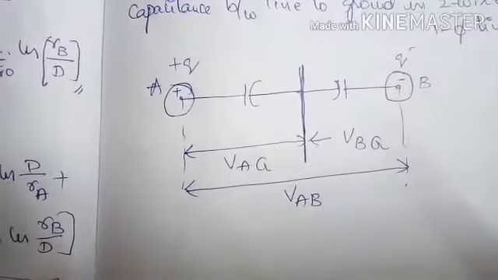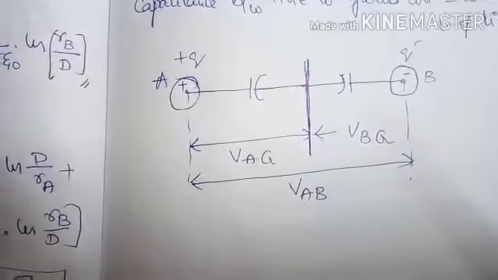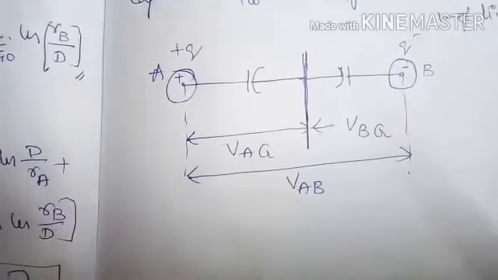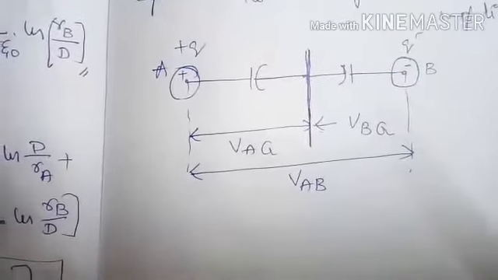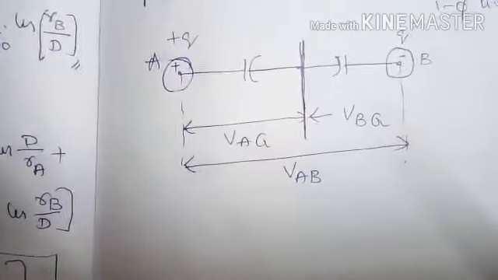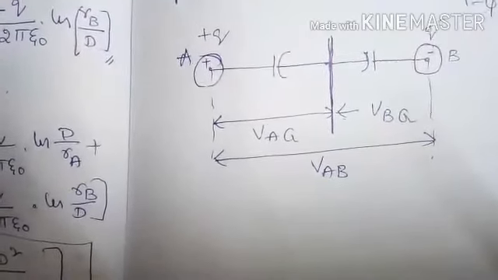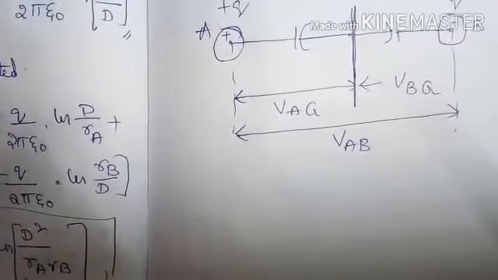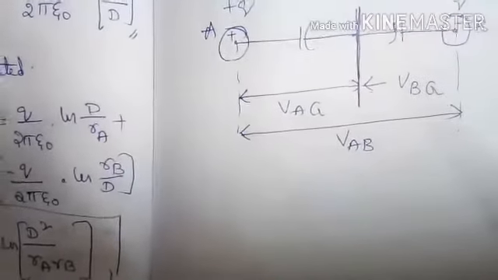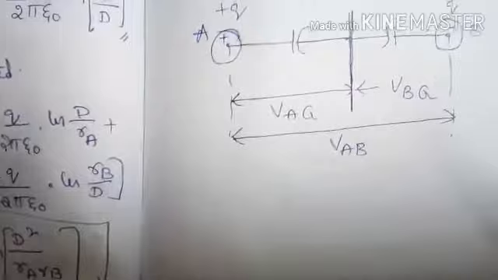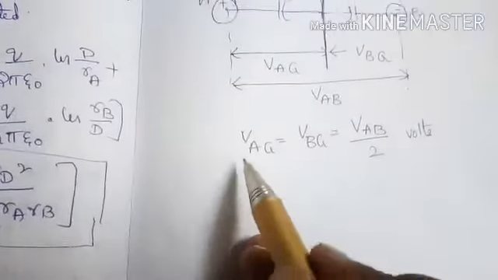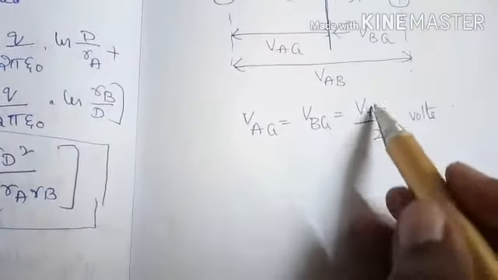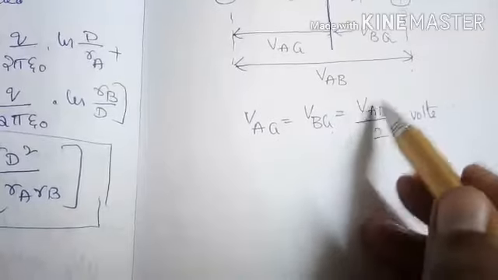So from A conductor to ground, we can represent the voltage VAG, G is nothing but ground. From B to ground, we will represent the voltage VBG, and from A conductor to B conductor, we can represent the voltage VAB. So the voltage between each conductor and ground is half of the voltage between the two conductors. Therefore, we can say the capacitance from either line to ground is twice the capacitance between the lines. Thereby, we can write the equation VAG and VBG, conductor to ground, is half of the total voltage, that is VAB by 2.